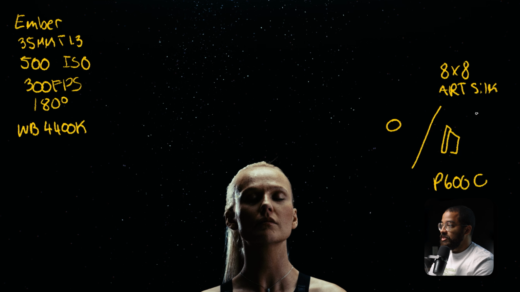So we have that Nova P600 sitting here, and this was sitting at 50%. And then this is kind of wrapping around our talent and acting as our main key light here. So this is wrapping around the entire face, and it's just giving us a very pleasing contrast ratio, and it gets very heavy over here.